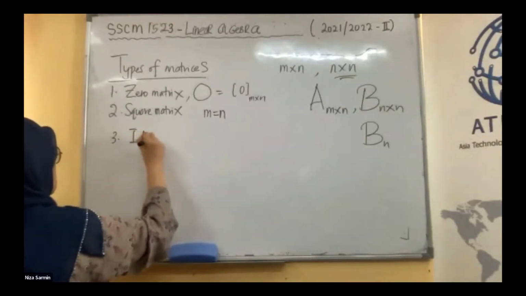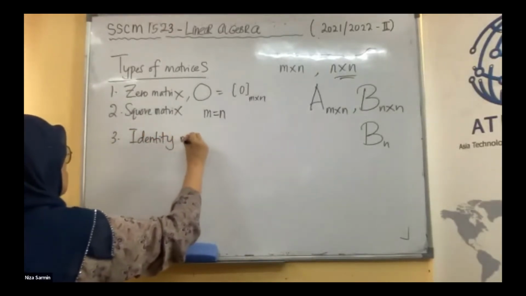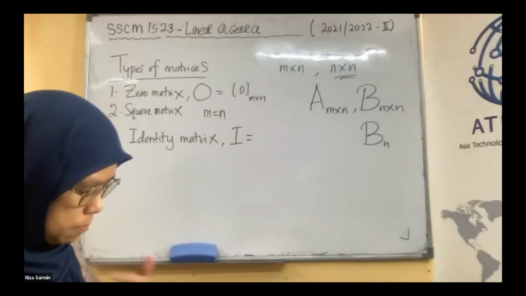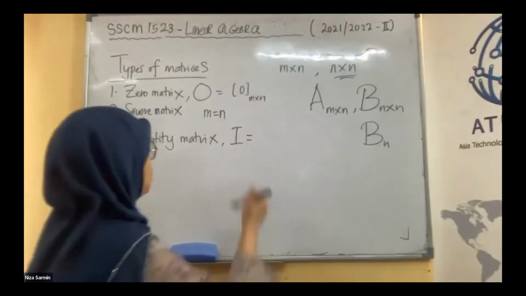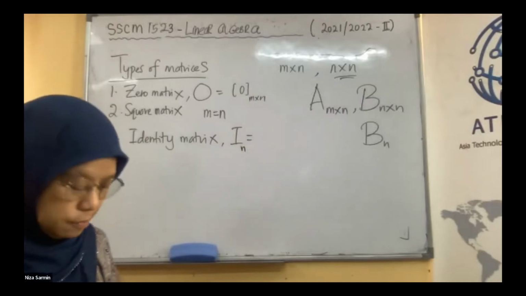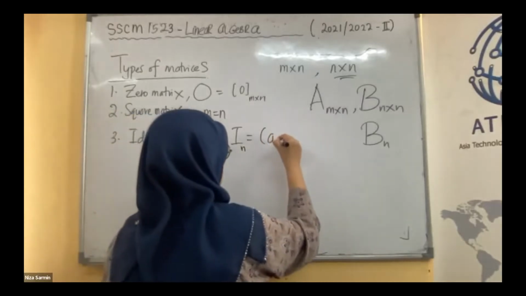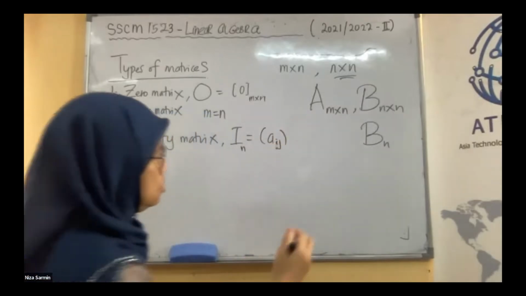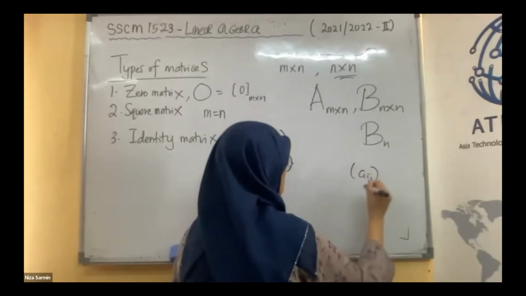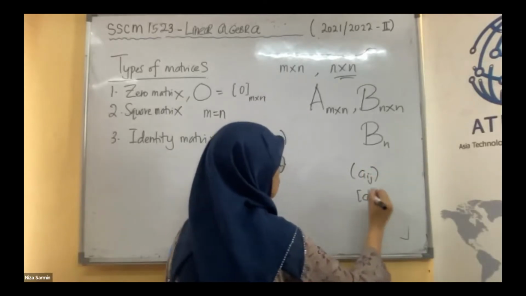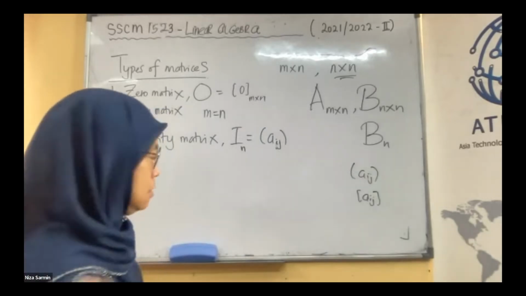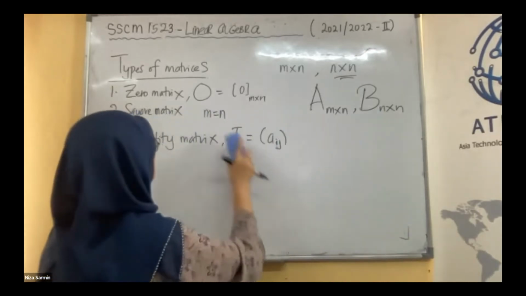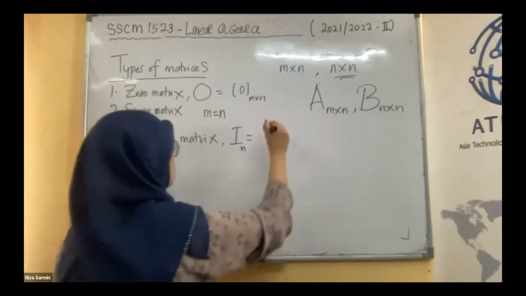The third one is the identity matrix, I, and it has to be square. So we put I_N. And suppose this is a_ij. Sometimes I use it like this, sometimes I use this, but they are similar. Don't ask me why. Sometimes it is written with parentheses, sometimes with brackets. So let me stick with this.